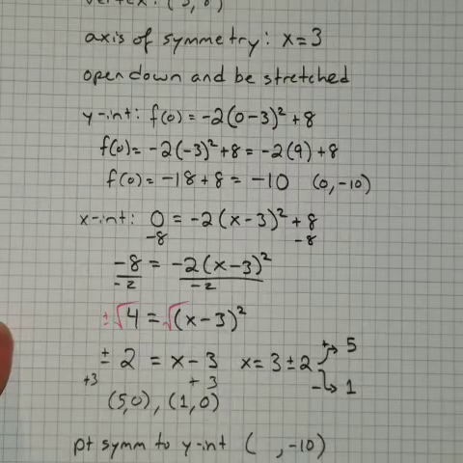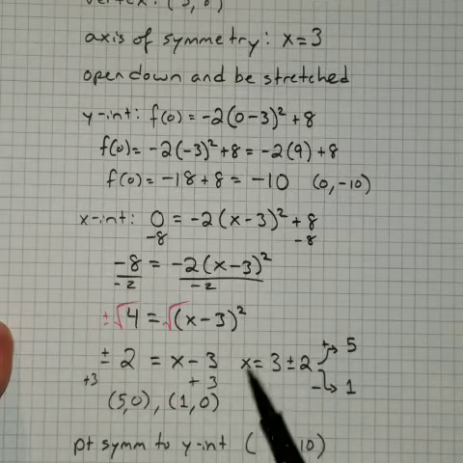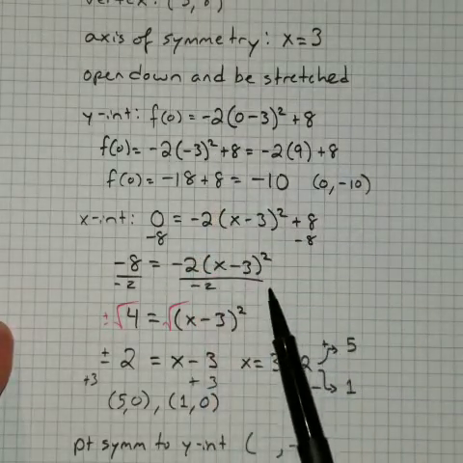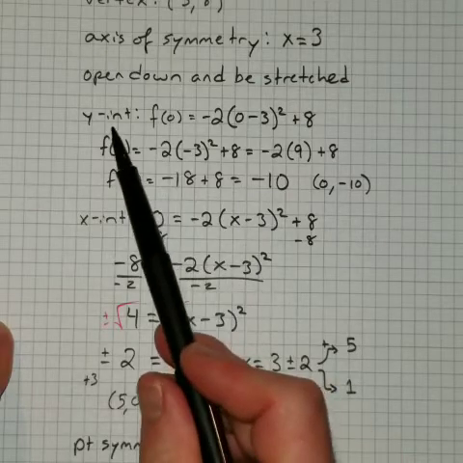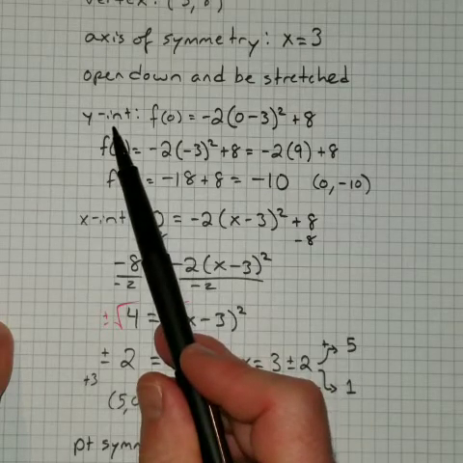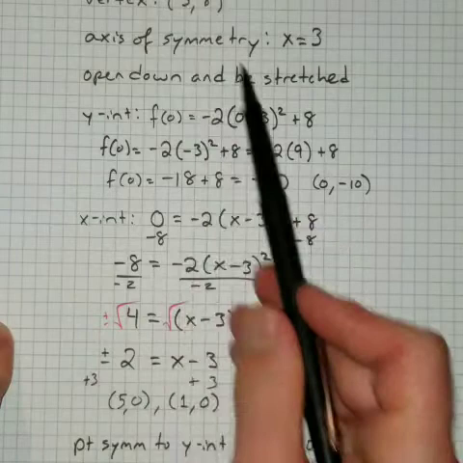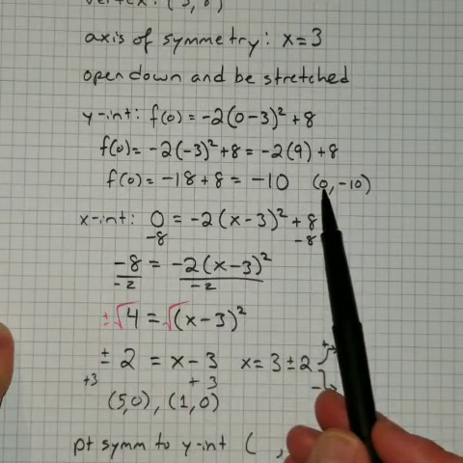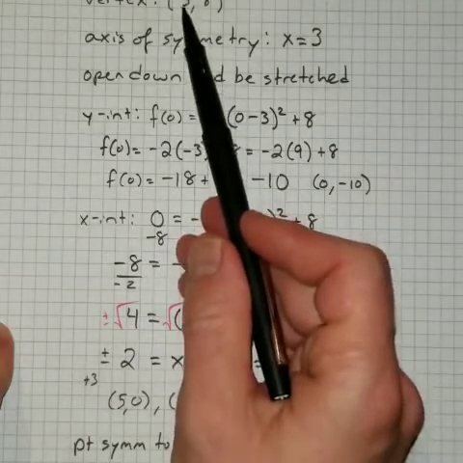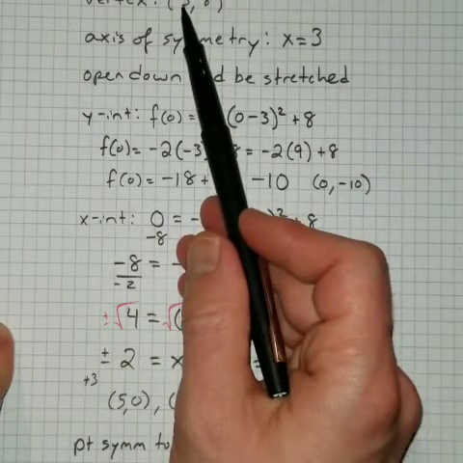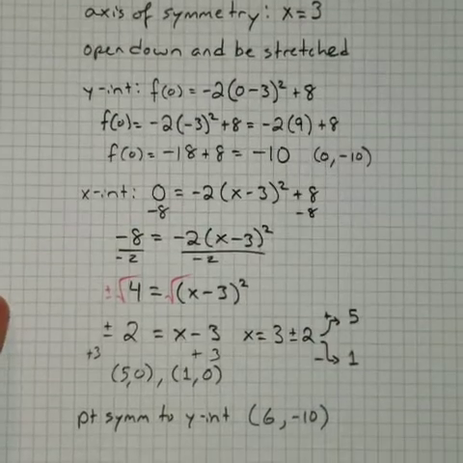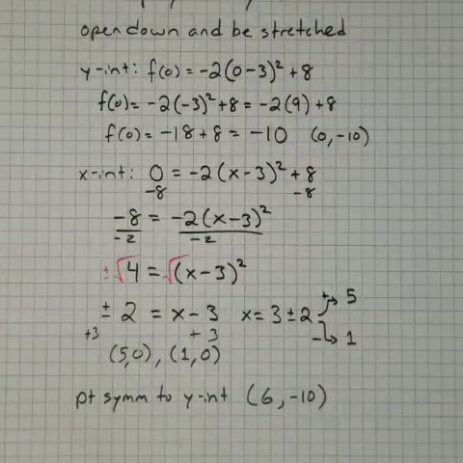It's the x value that's interesting here. If it's symmetrical to the vertex, then its distance must be the same as the distance to the y-intercept. Well, the distance between the vertex and the y-intercept is 3. And so then I need to go 3 more to the other side of the vertex, which would make that 6. Okay? So that's going to be 6 and -10.